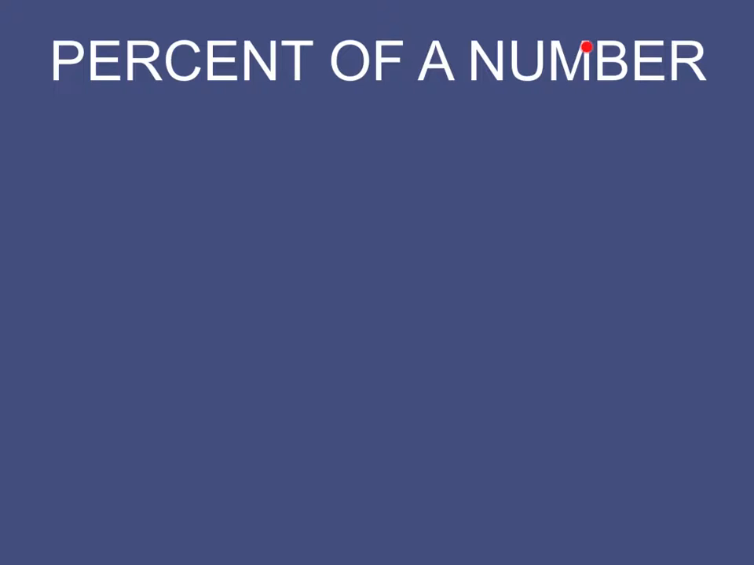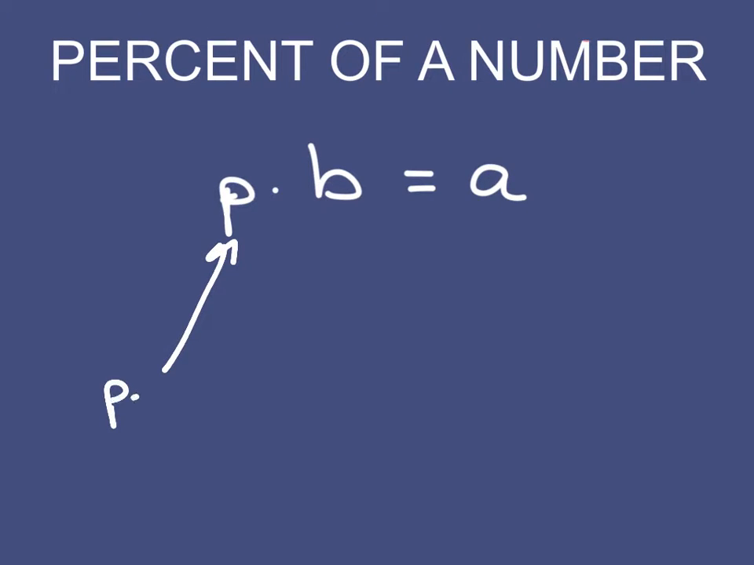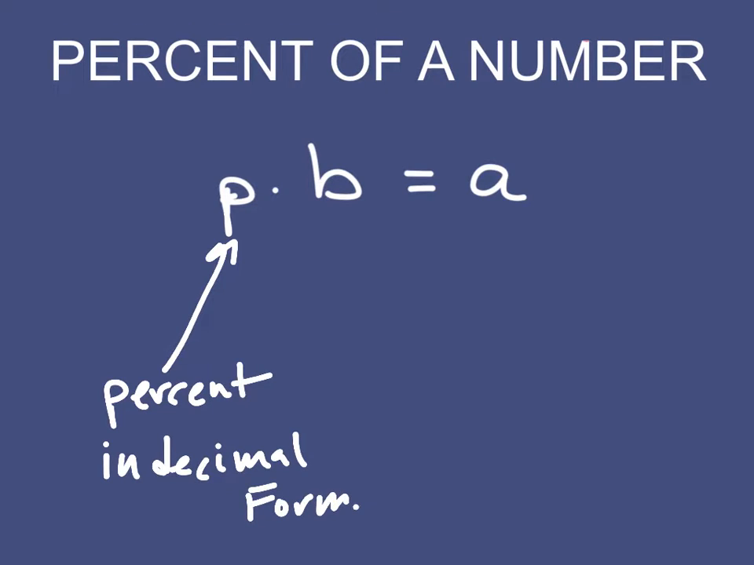Now what I want to do is write out this equation called P times B is equal to A. And this is an equation that allows us to calculate the percent of a number. The P is going to stand for percent, but you want this in decimal form, so we have to make sure that we can take a percent and turn it into a decimal. The B, we're going to use the word of, and then A, we're going to use the word is.